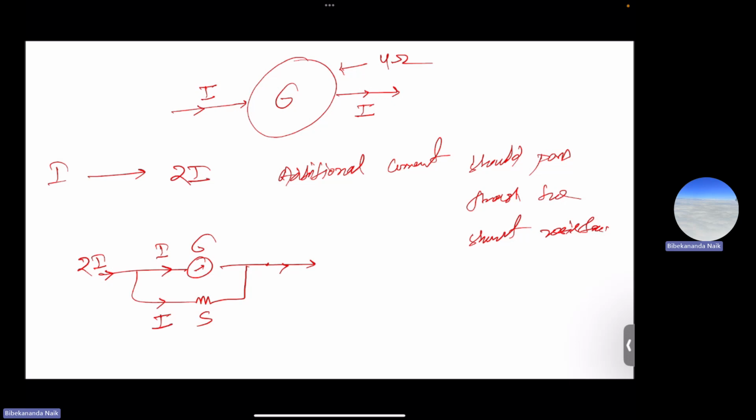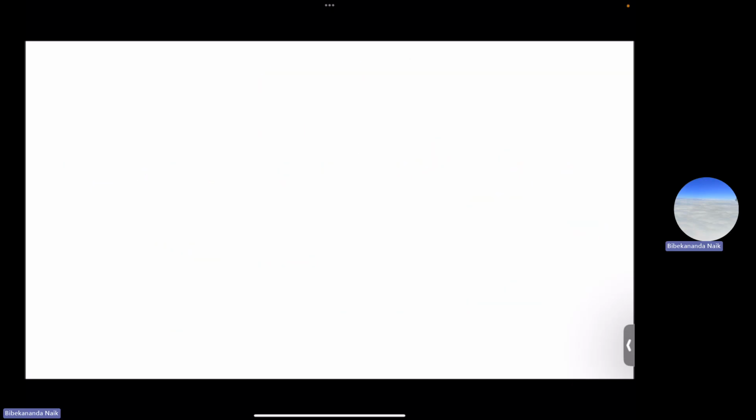For a parallel connection we know V is constant. Suppose this is Ig and this is Is. That implies G times Ig equals S times Is. Now what is the value of G? G has a resistance of 4 ohm. So 4 ohm times I equals S times I.